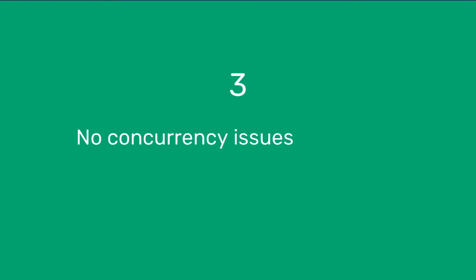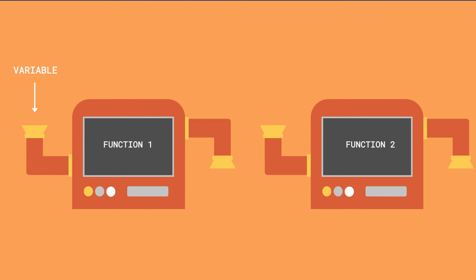What you will find in functional programming is that there are no concurrency issues. This means that function 2 cannot take in the same variable that function 1 is using, until function 1 is finished with it. Great, we're done.